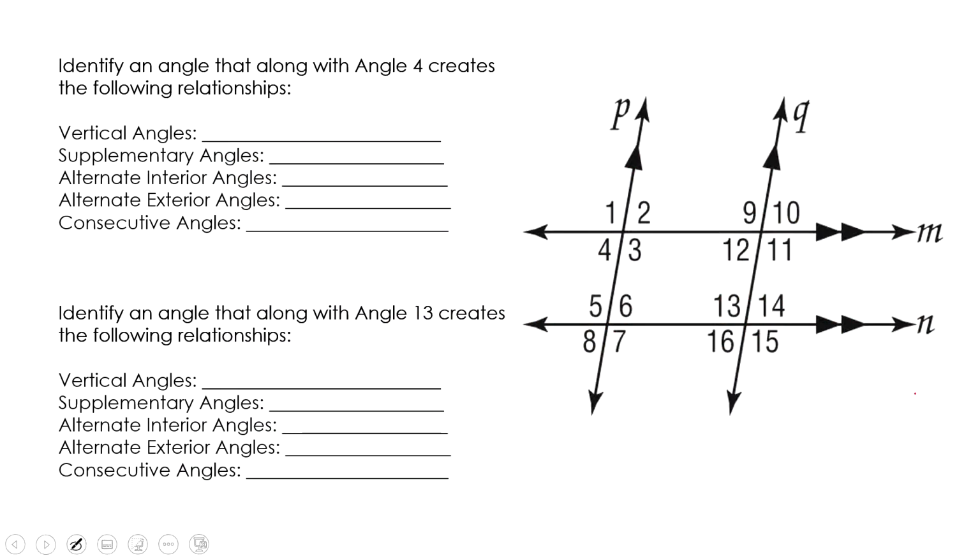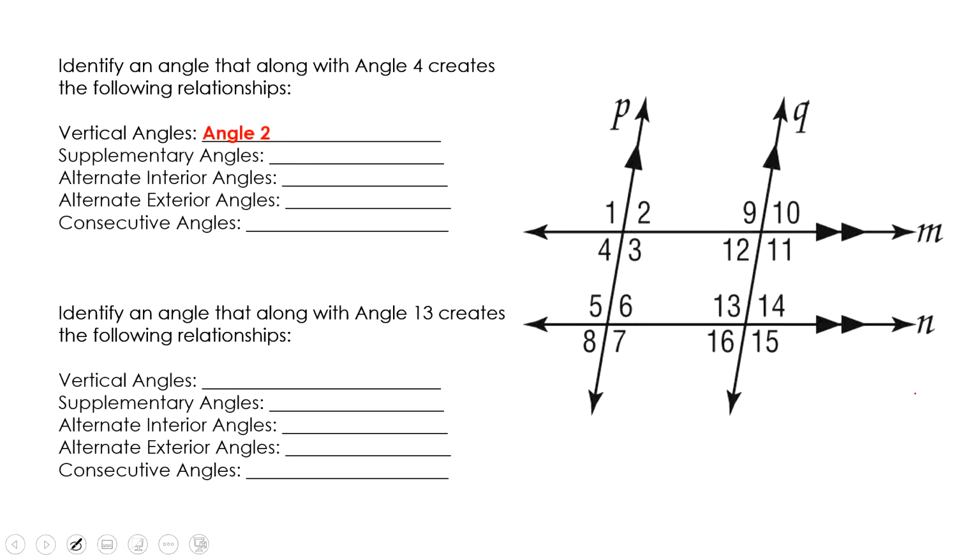So, two examples. We have angle 4 and angle 13. I want you to use the diagram on the right and come up with one angle that identifies each relationship with angle 4. What angle is a vertical angle to angle 4? What angle is supplementary to angle 4? If you can name all the angles supplementary to angle 4, awesome, but try to do the best you can. I want at least one. Do that for angle 4, the top, and angle 13 on the bottom. You'll enter your answers in the Edpuzzle, and then come back and check how you did.